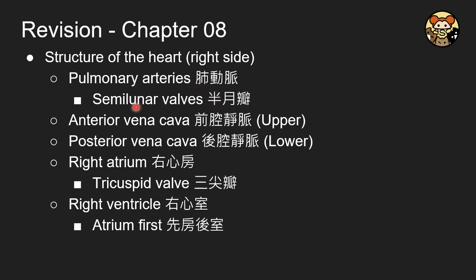And for the structure of the heart, if we talk about the right hand side of your heart, it will consist of the pulmonary artery, anterior vena cava, posterior vena cava, right atrium, and also right ventricle. And the right atrium is separated from the right ventricle by the tricuspid valve. Remember, what you see in your diagram will be a mirror image of your own body because we are mimicking the situation where you are facing a patient.